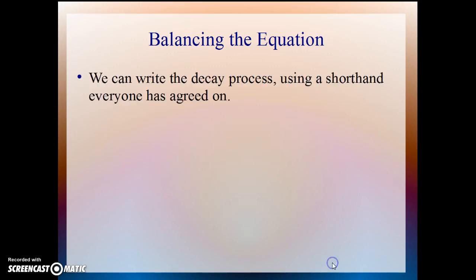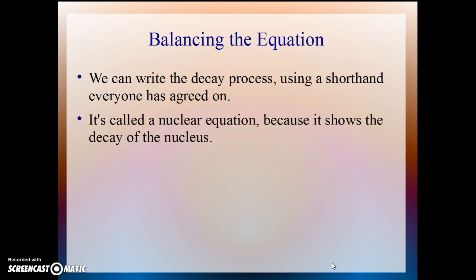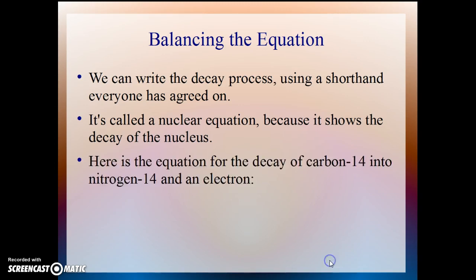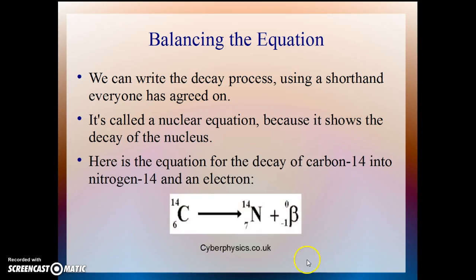Now, if we balance the equation, we can write the decay process, and we use the shorthand that everyone has agreed upon. It's called a nuclear equation because it's not a chemical equation. It's showing changes in the nucleus itself. And here's the equation for the decay of carbon-14 into nitrogen-14 and an electron. As you can see, as always, the mass is on top and the atomic number is on the bottom.